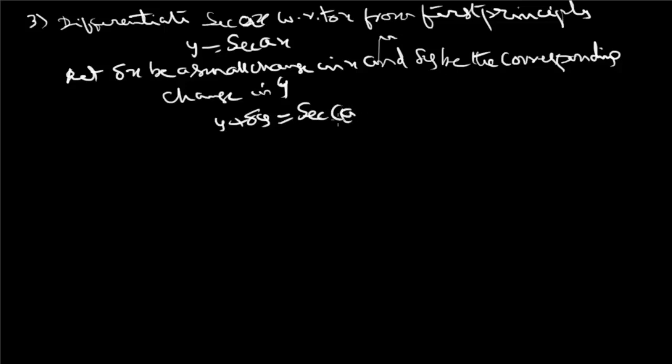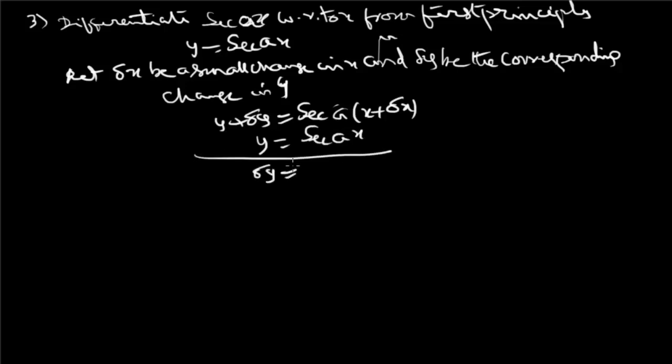Here you must be very careful. You don't write ax plus delta x but a into x plus delta x. And below that you write y is equal to secant ax. Then subtract: delta y is equal to secant a into x plus delta x minus secant ax.